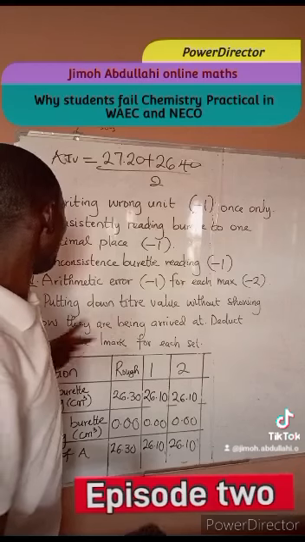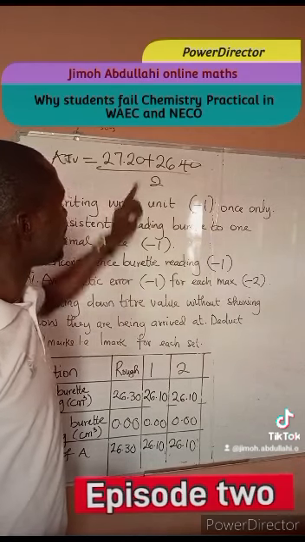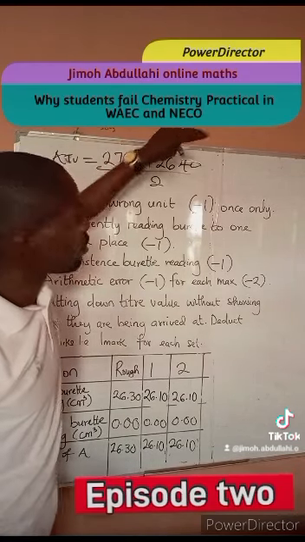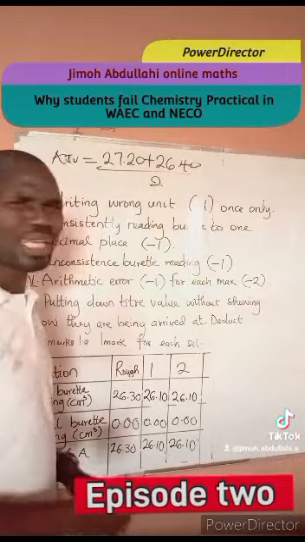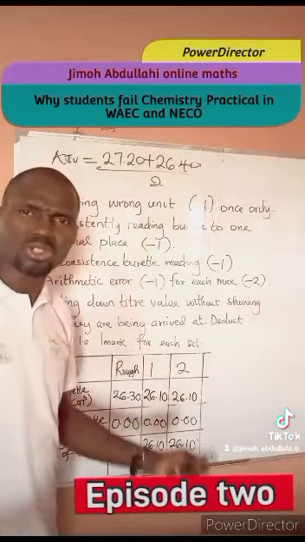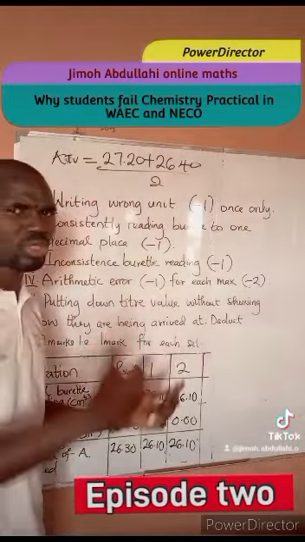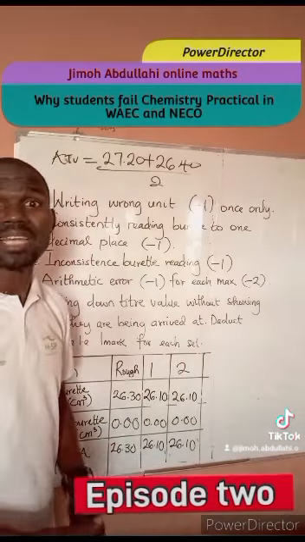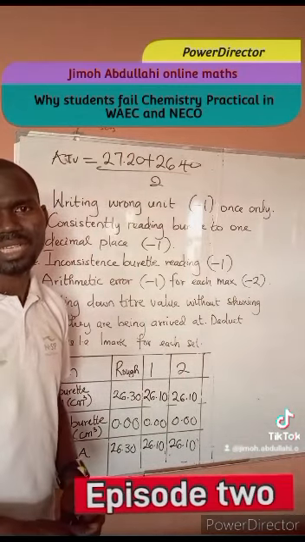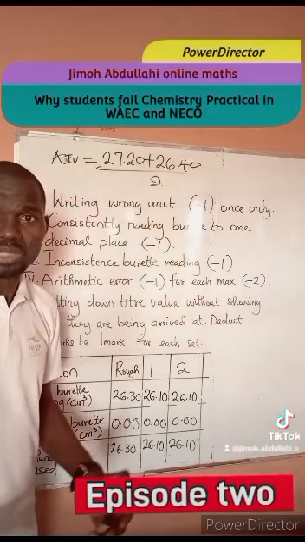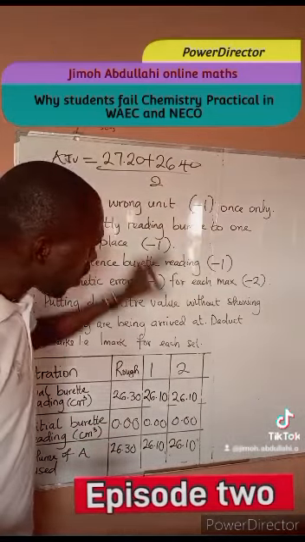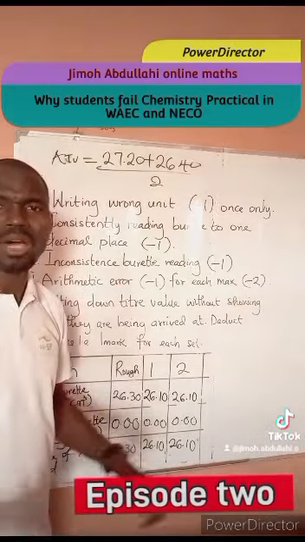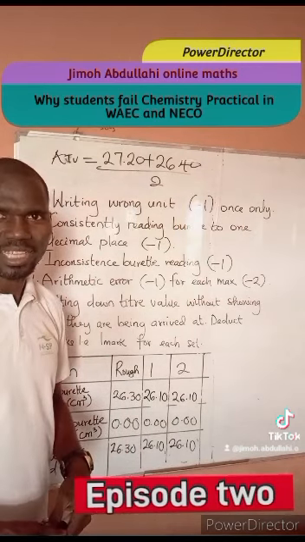Here, you are going to lose how many marks? 1 mark for each. This one will be -1, -1. That is 2 marks you are going to lose. And look at all this deduction, from this to that. By the time you put all together, at the end of the day, you will not score any mark. And that is why it is very important for you to note all these errors while carrying out chemistry practical.